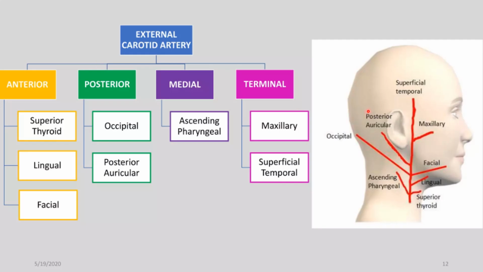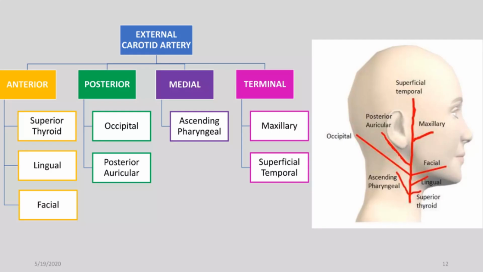So we have 8 branches of the external carotid artery, 3 anterior branches. It goes like superior thyroid artery, first artery, lingual artery, and facial artery. Ascending pharyngeal artery, which is the medial artery, which runs medially, and we have 2 posterior arteries, which are occipital artery and posterior auricular artery. So the 2 terminal branches of the external carotid artery are maxillary artery and superficial temporal artery.